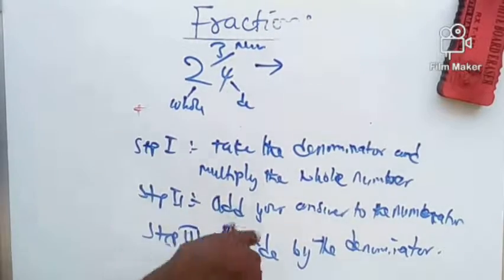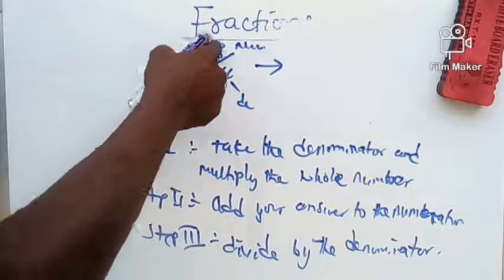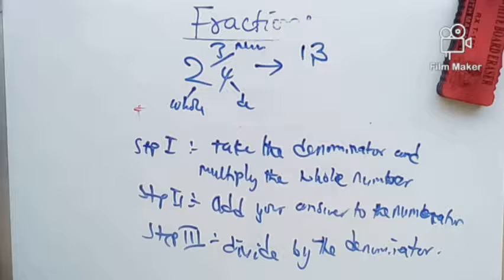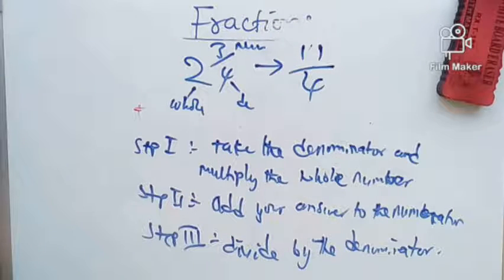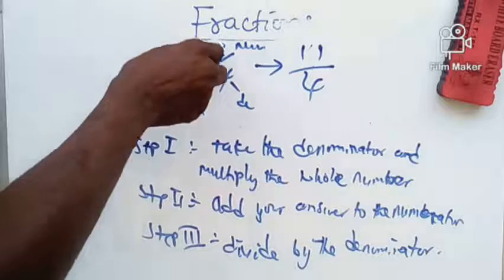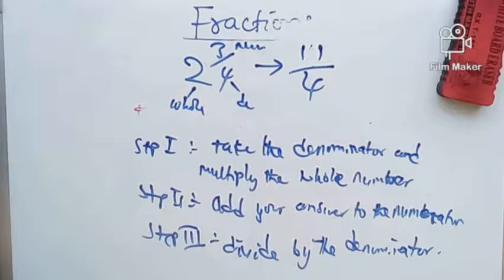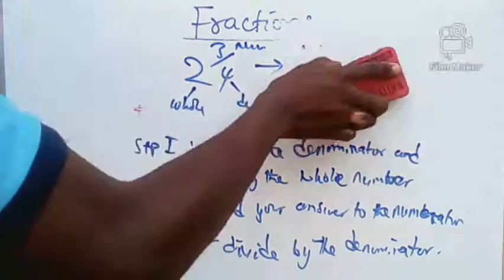8. Then the second step says add your answer to the numerator. So we have 4 times 2, which is 8. 8 plus 3, and that is what? 13. 8 plus 3, sorry, is 11. And then the next step is to do what? We divide the answer by the denominator. So we divide 11 by what? The denominator, which is 4. And that is it. We have converted 2 whole number 3 over 4 into an improper fraction, which is 11 over 4. Notice that the reason why it is an improper fraction is because its numerator is greater than the denominator.